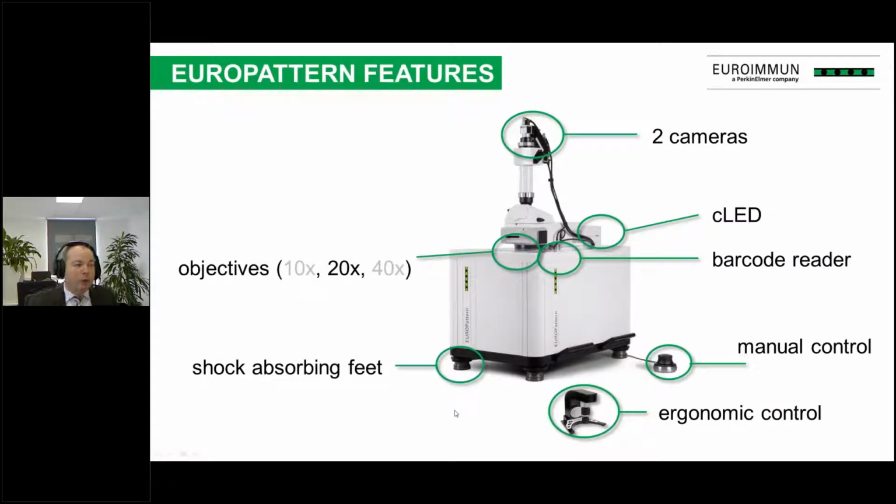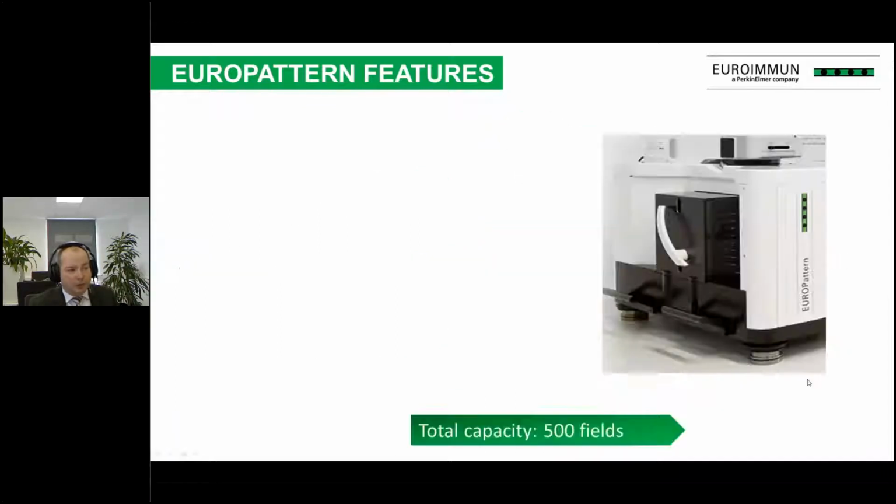And shock absorbing feet. It means you can put your microscope close to the incubation system, or in a normal lab environment, and your images will always be sharp. The last point, the oculars. For this system, they are also optionally available.